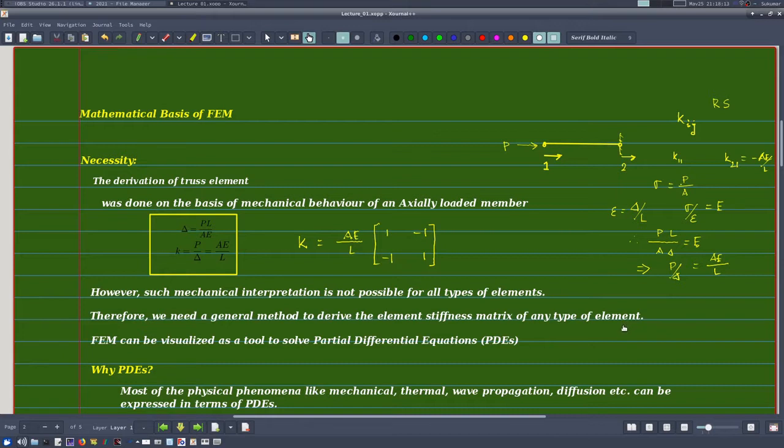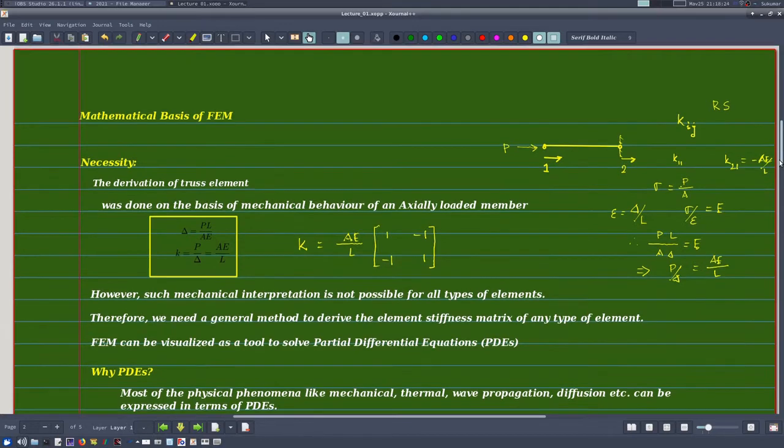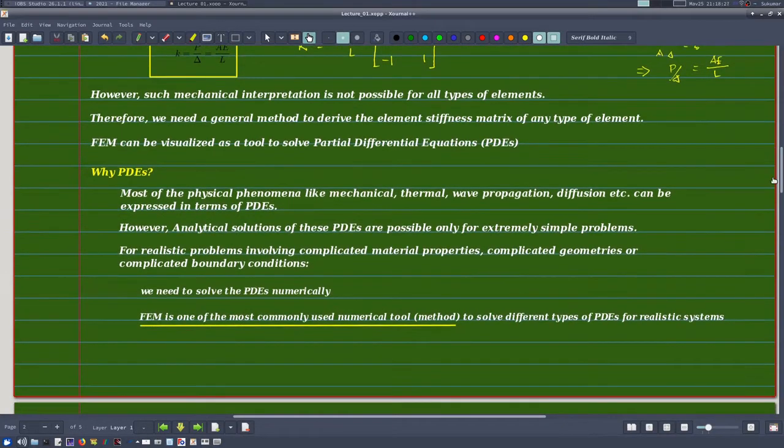And in that sense, we can visualize the finite element method as a numerical tool to solve partial differential equations. All right. Now, why partial differential equations? Because you know from your knowledge of physics or mathematical physics that most physical phenomena, like mechanical behavior of various bodies, thermal behavior, wave propagation or diffusion phenomena, can all be expressed in terms of partial differential equations. You must have studied some of those in your mathematics course.